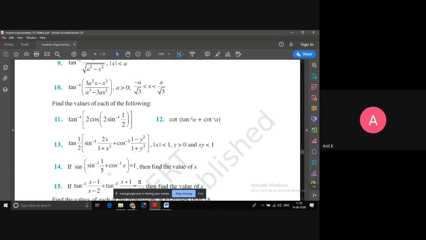If you take 2 common, the denominator 2 will get cancelled with the 2. So you have tan of x plus y. You know the formula tan A plus tan B, which is tan x plus tan y upon 1 minus tan x tan y. So just try substituting x as tan A and y as tan B, then see what you get.